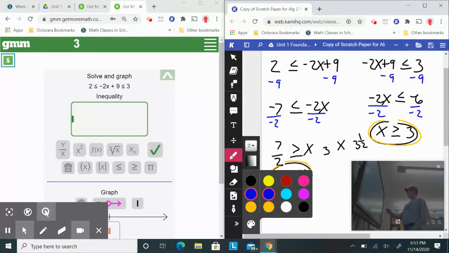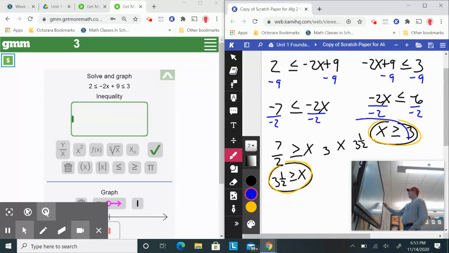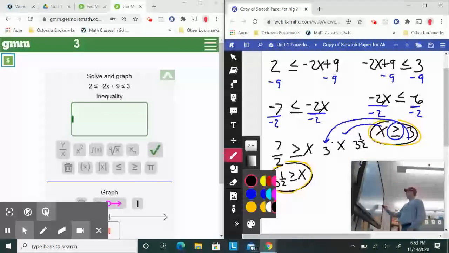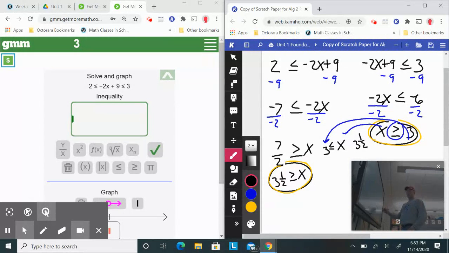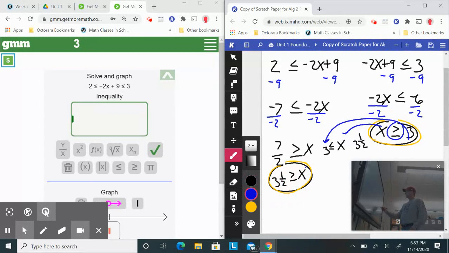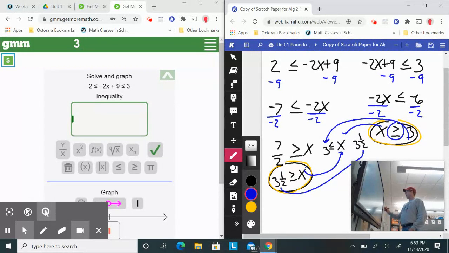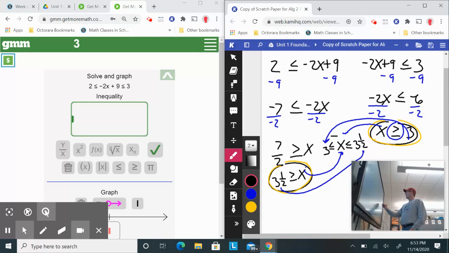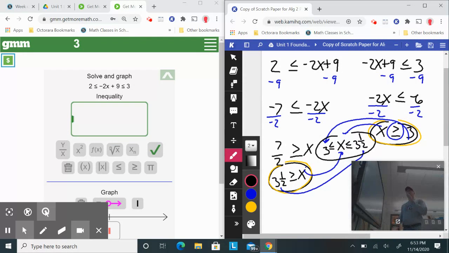So think about this. The 3 I moved in the front, and the x I moved second, so I have to reverse this sign. So that sign becomes less than or equal to the way it's written: 3 is less than or equal to x. And then I put the x first in this one, and 3.5 was last, so I had to flip that sign, or actually reverse it. So that would become less than or equal to. This is what I'm going to tap in over my GMM side here.